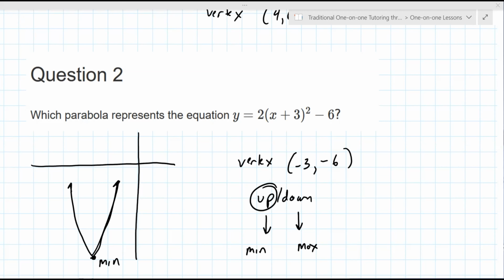Okay, so let's look at another problem here. Another section here. It says the line of symmetry.